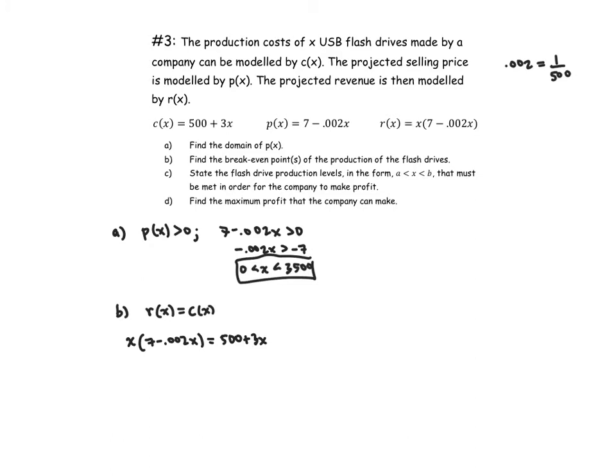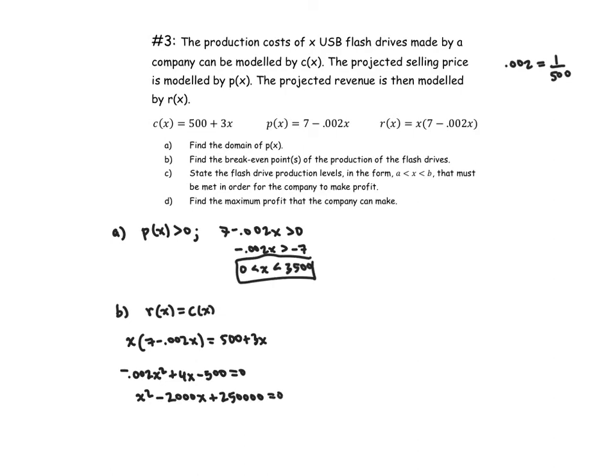Okay, I'm going to skip a step here. I'm just distributing x as well as subtracting 500 plus 3x over to the left side, and I get negative 0.002x squared plus 4x minus 500. I'm saving myself some space here. Now I'm going to multiply everything through by negative 500, because that'll take care of my leading coefficient. So I'll get x squared minus 2000x plus 250,000.